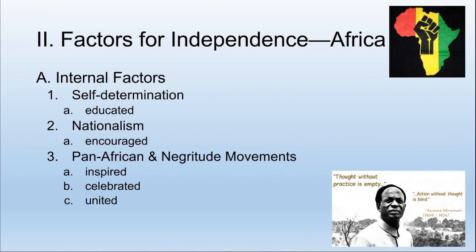The first internal factor is one that we've been talking about since September, and that is self-determination. Of course, it's the ability of a people to choose for themselves what type of government they're going to have. Now remember, I talked about those educated upper-class Africans who are receiving a European education. So they're learning from Europeans about self-determination after World War I. And they're starting to say, hey, we're learning about self-determination, but we are not practicing self-determination. We want to do that.